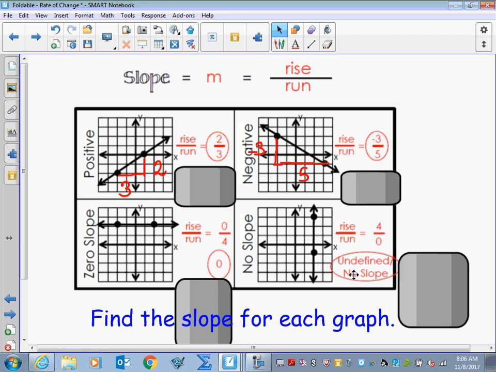So when you are doing your work and you run across a vertical line, I don't want you to write the words no slope, because that's not how we state it. We simply say it's undefined slope. That means it's not possible. For all horizontal lines, you would write the slope is 0.